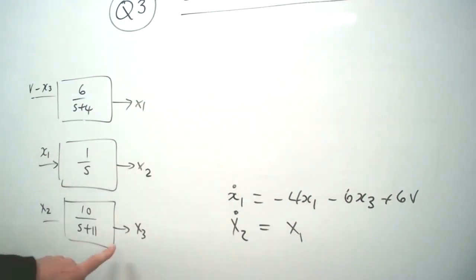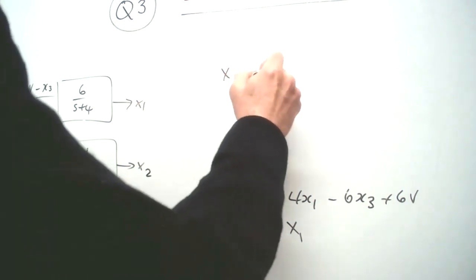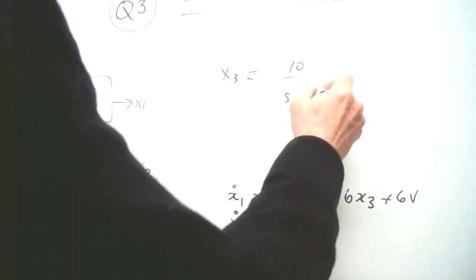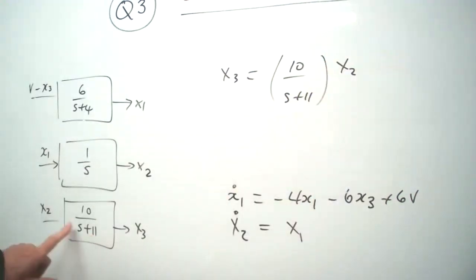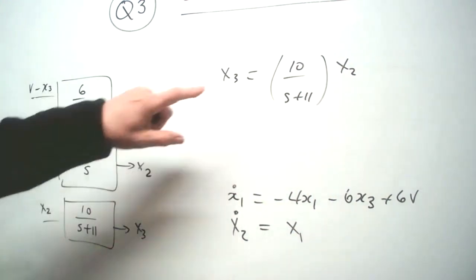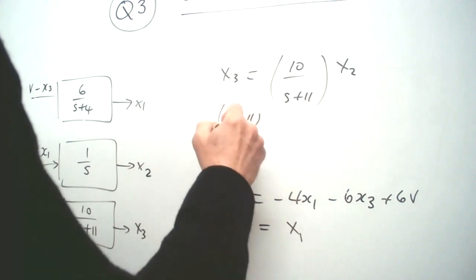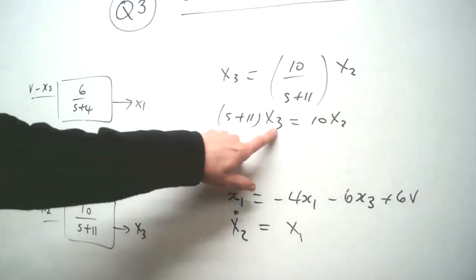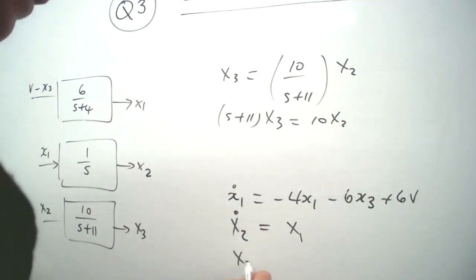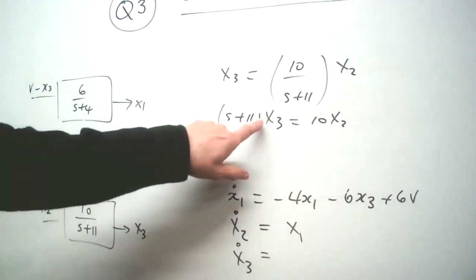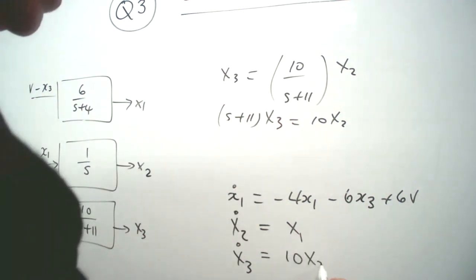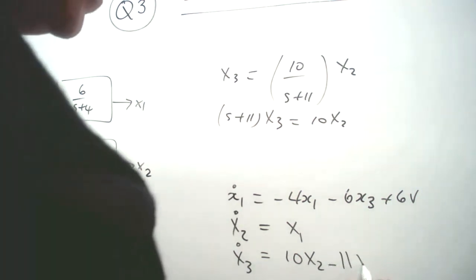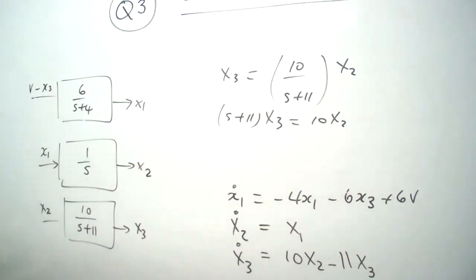And the third one is this one here. So this x3 equals 10 over s plus 11 times x2. So this is this times this. Then move the s plus 11 up here to get s plus 11 times x3 is 10x2. But s times x3 is x3 dot. So you get x3 dot equals 10x2 minus 11x3. And so now we've got three differential equations.